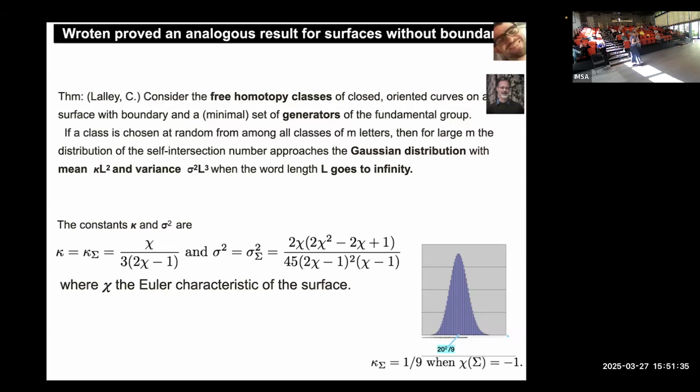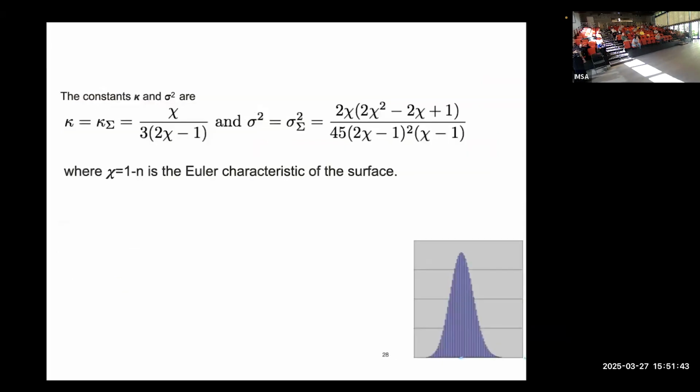And we extended that, in joint work with Dennis, to closed surfaces. It's more or less the same idea.